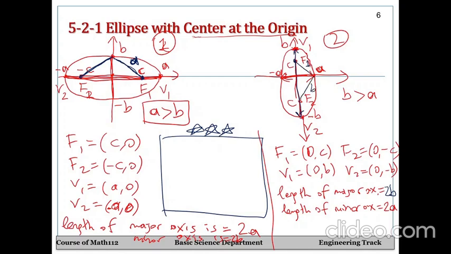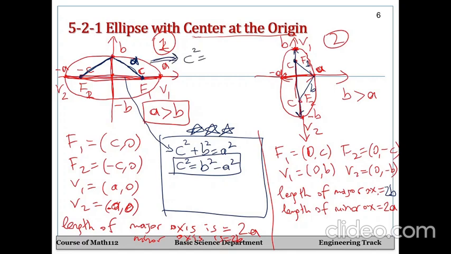So in here, if we write this one, it gives the Pythagorean: c squared plus b squared is equal to a squared. So now in this case you can write c squared has this relation between b and a: b squared minus a squared. So you can say the relation between a, b, c is c squared is equal to b squared minus a squared.